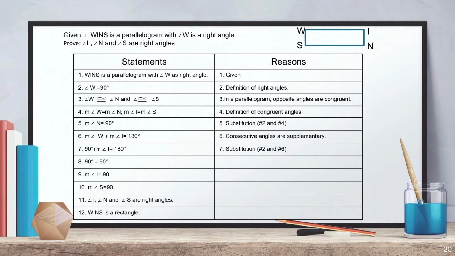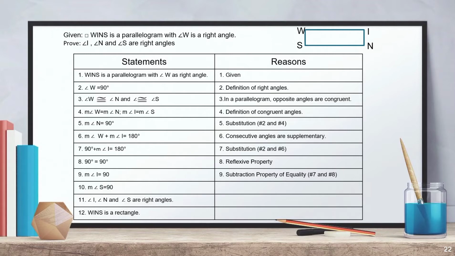Number 8 statement, 90 degrees is equal to 90 degrees. Reason, we have the reflexive property, which means 90 degrees is equal to itself, 90 degrees. Statement number 9, measure of angle I is equal to 90 degrees. Reason, we have the subtraction property of equality. We base our statement number 9 from statement number 7. So in order to find the value of angle I, we subtracted both sides of the equation by 90 degrees. That is why we apply the subtraction property of equality.